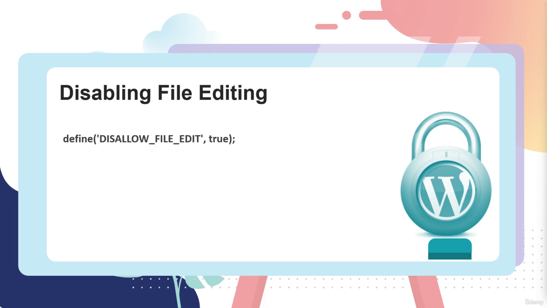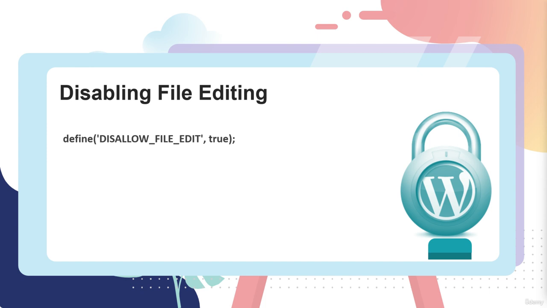Now next one is disabling file editing. By default, WordPress allows administrators to edit theme and plugin files directly from the dashboard. So this can be a security risk. As you saw, we just replaced that pentest monkey reverse shell in the 404 page. So we have to disable this feature.